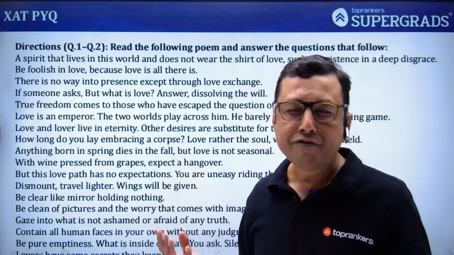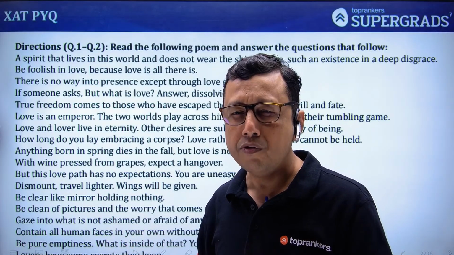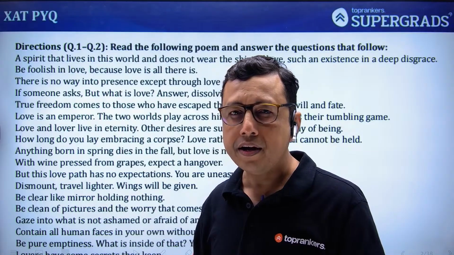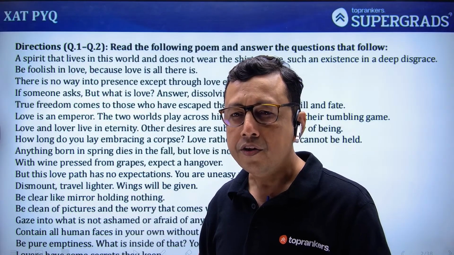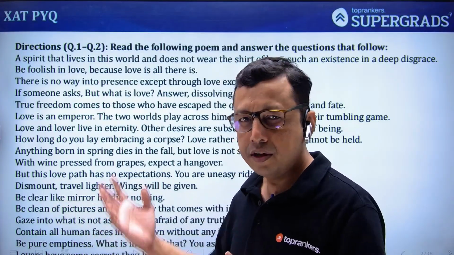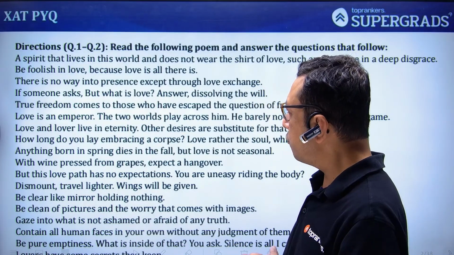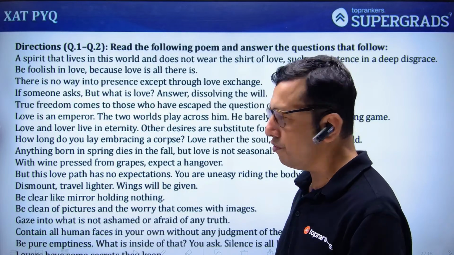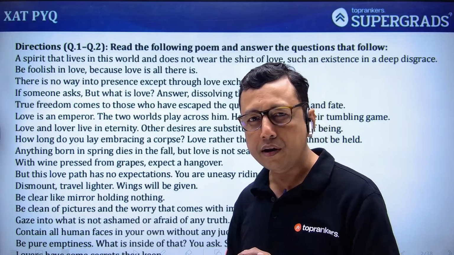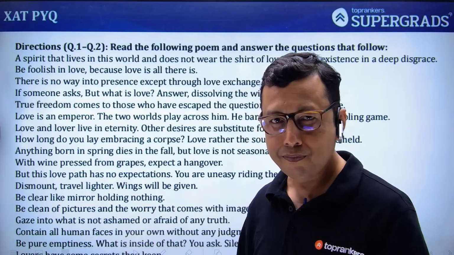Upon reading the first two sentences, it becomes quite evident that the author speaks about the significance of love in life. So the thematic highlight of this poem seems to be around love, unless there is a transition or a change in the lines that follow. Be foolish in love. There is no way into presence except through love exchange. If someone asks, but what is love? Answer, dissolving the will. So see, that theme does not change. The theme of the poem is love.